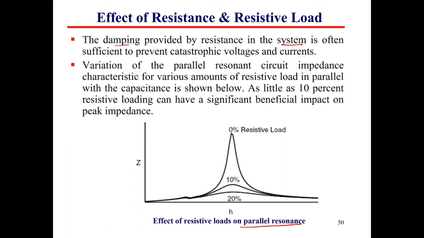The variation of the parallel resonance circuit impedance characteristic for various amounts of resistive load in parallel with the capacitance is shown over here. You see that if we have no resistance, then our response will be a sharp peak. So look at the Z response if zero resistance is there, but adding only 10% resistive load can really reduce significantly the impact of this peak impedance.